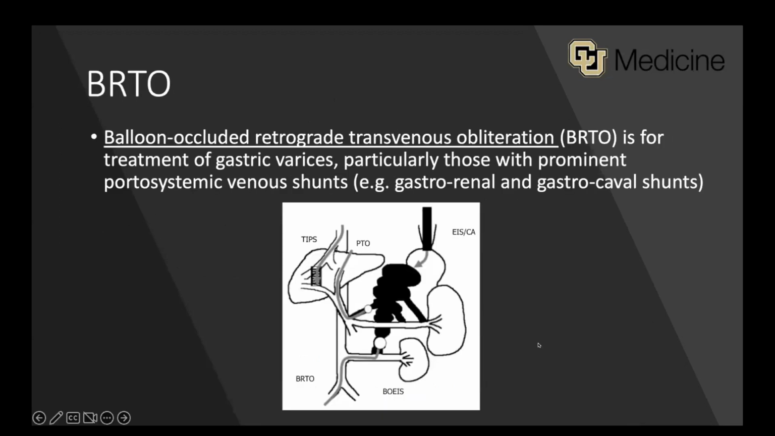BRTO is another treatment, balloon occluded retrograde transvenous ablation. This is usually performed in the absence of TIPS, so instead of a TIPS. And this is for treatment of gastric varices, particularly those with prominent portal systemic venous shunts. So you have to be able to find the shunt on the CT scan in order to target it for treatment.